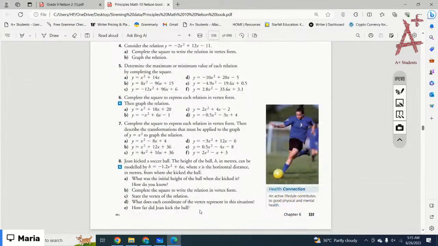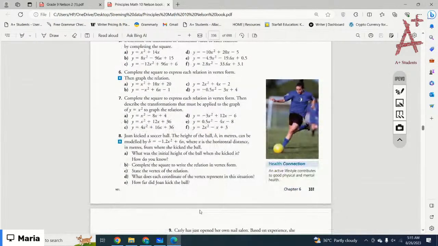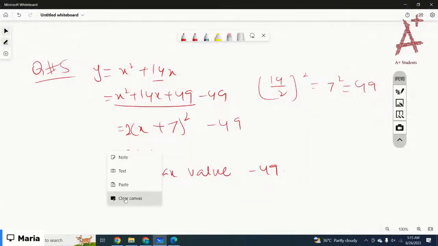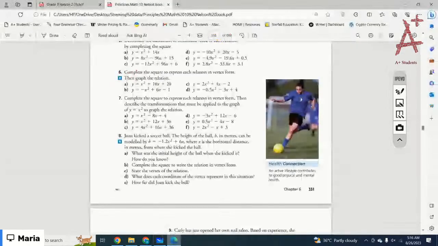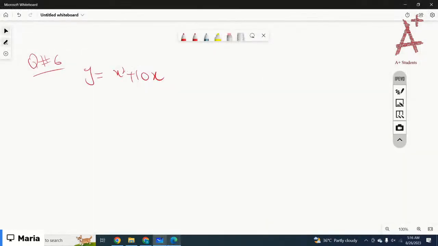Okay, let's start with question number 6. Complete the square to express each relation in vertex form. Then graph the relation. So the equation is y equals x square plus 10x plus 20.